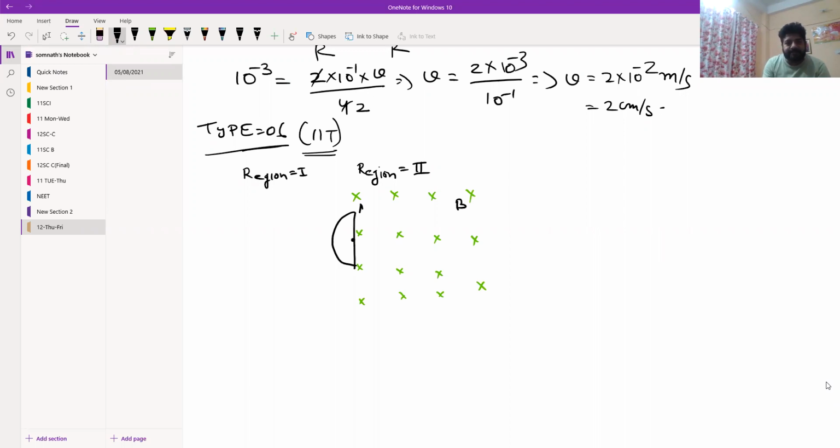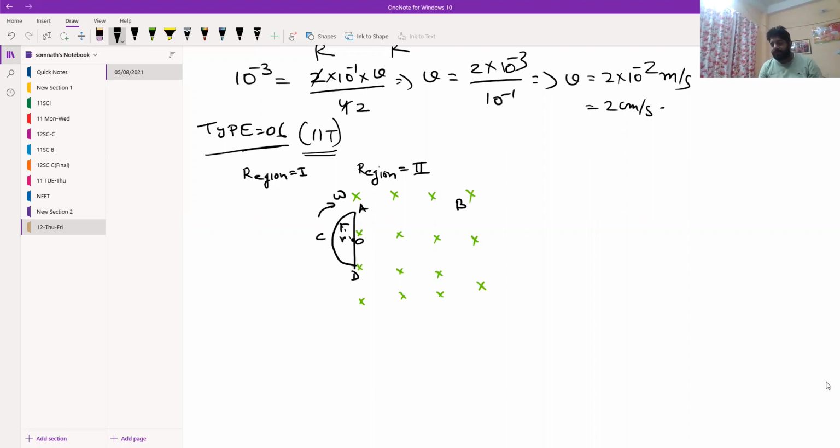A, this point is O, this point is D, C, moving with angular velocity omega. The radius is R. Now, what is the question?